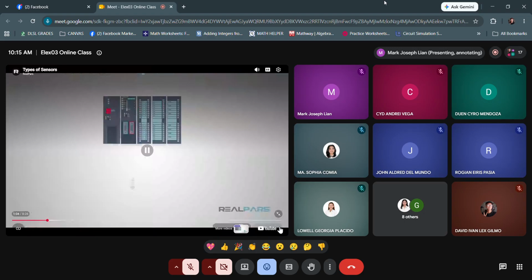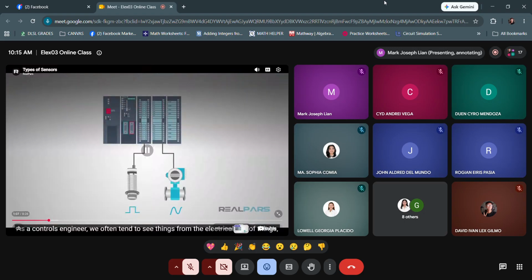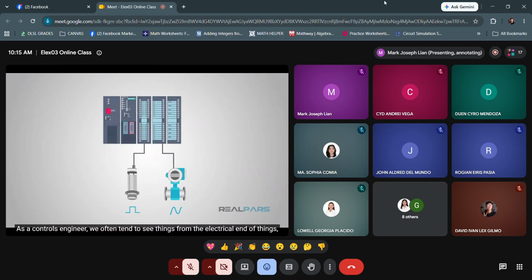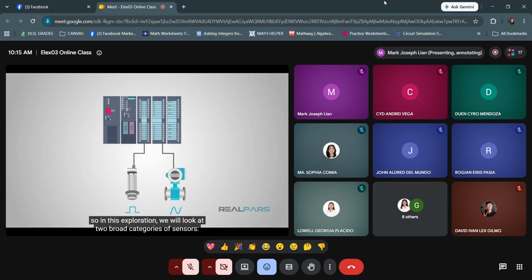As a controls engineer, we often tend to see things from the electrical end of things. So in this exploration, we will look at two broad categories of sensors: digital sensors that return on-off signals, and analog sensors that return a range of values. Our first stop is digital sensors.